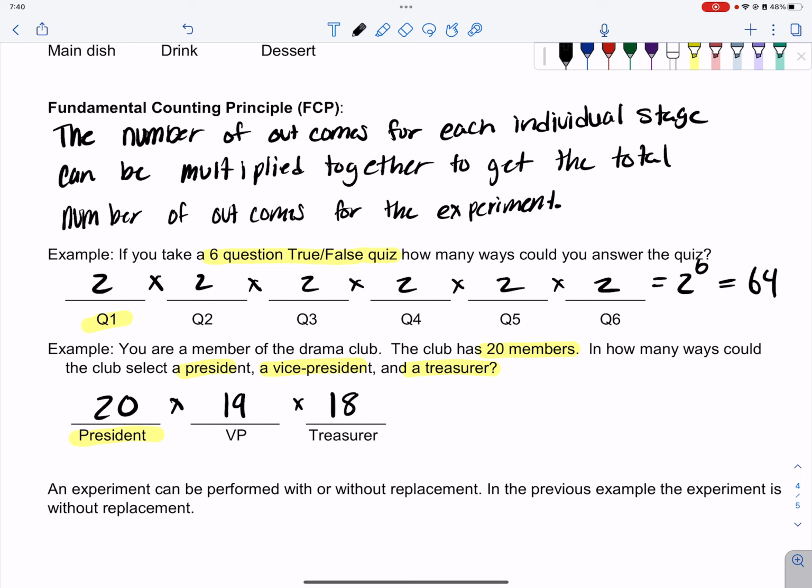And now our counting principle says we just multiply these together. So 20 times 19 times 18, and that gives us 6,840 different ways they could select these 3 roles from the 20 people in their group.